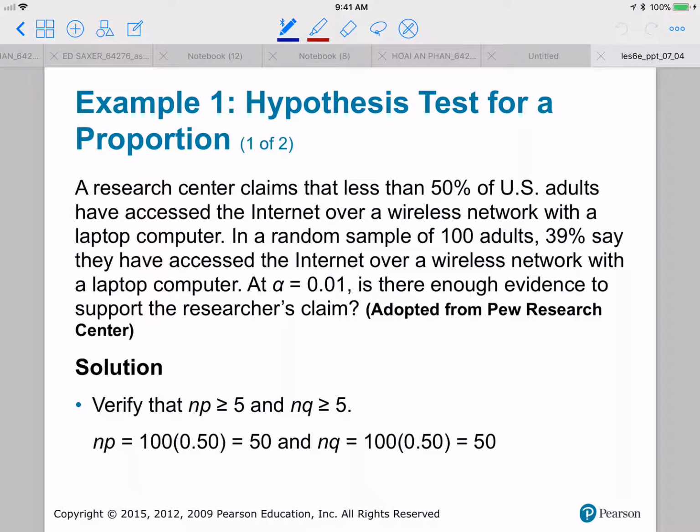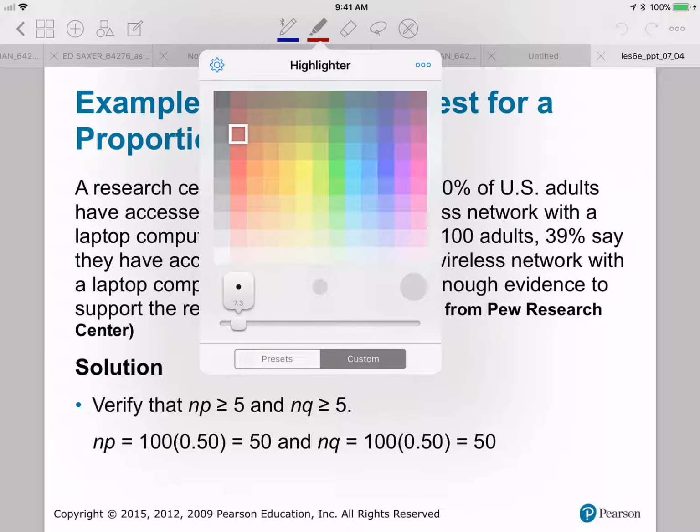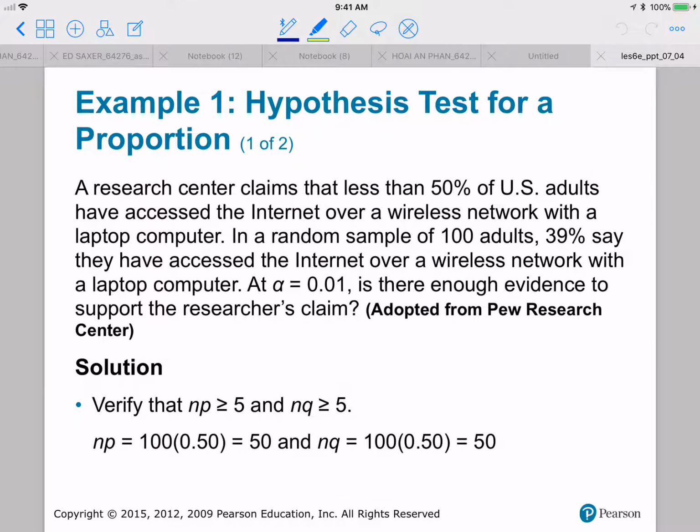So we're going to pick up with this example. We did most of this example in class, but I just want to run through it again. So we've got this research center that claims that less than 50% of the U.S. adults have accessed the internet over a wireless network with a laptop. And at this point, I really don't know which part of this question is most relevant.